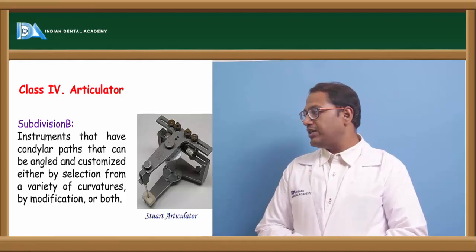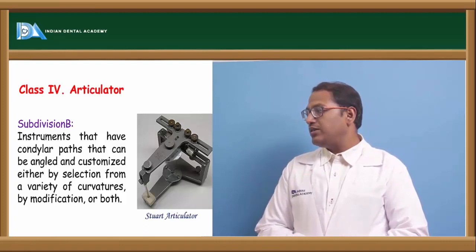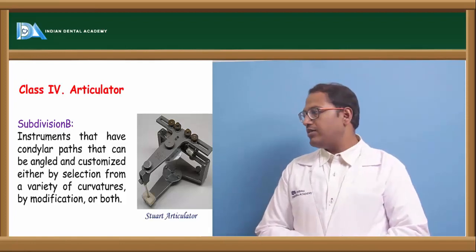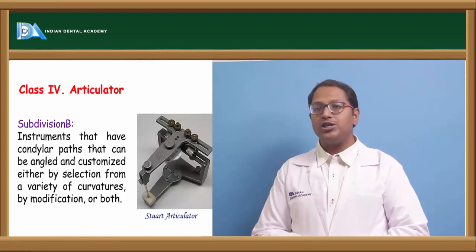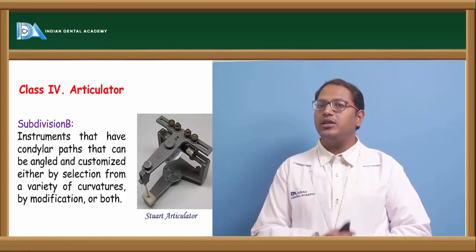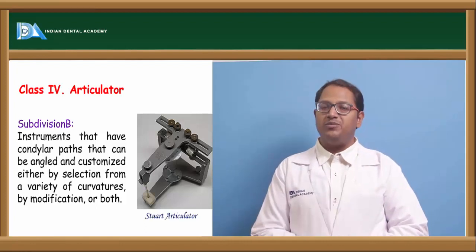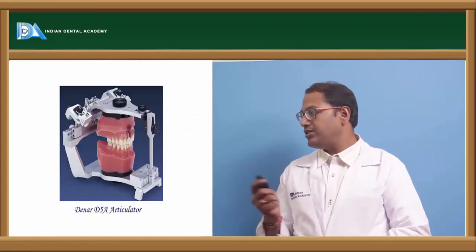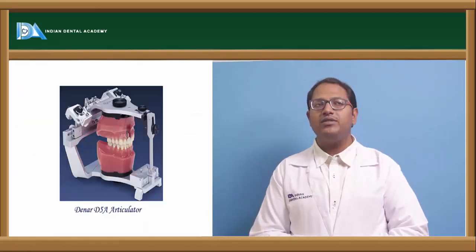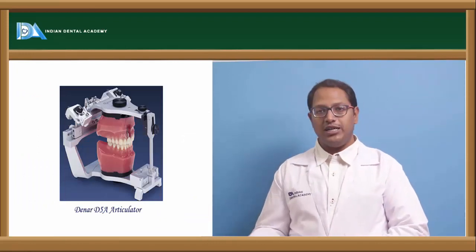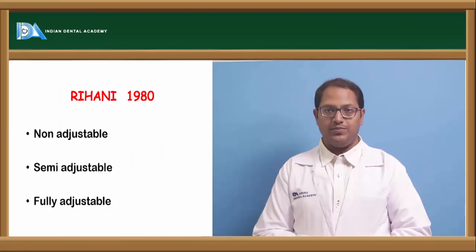Like subdivision B, those are instruments which have a condylar path that can be angled and customized, either by selecting from a variety of curvatures or by modification, or both. That is, those articulators could simulate the exact condylar pathway, the exact Bennett movement, and the functional border movements. So those kind of articulators were subdivision B articulators. We have the Denar D5A articulator, which is an example of this kind of fully adjustable articulator.